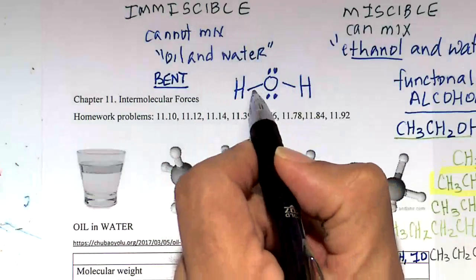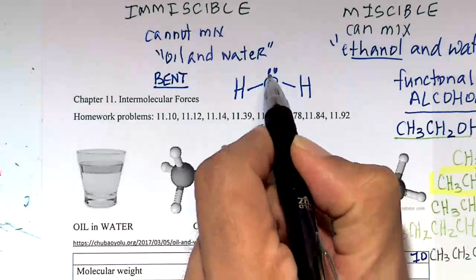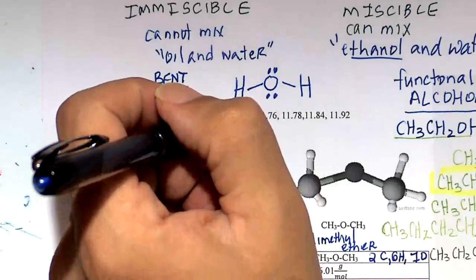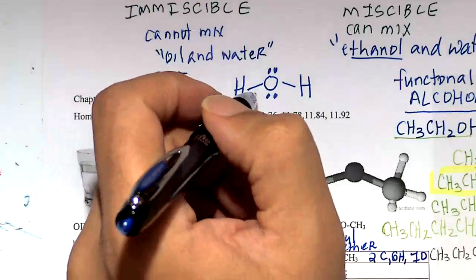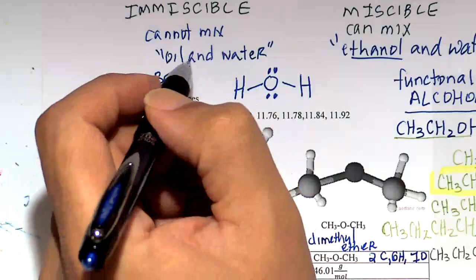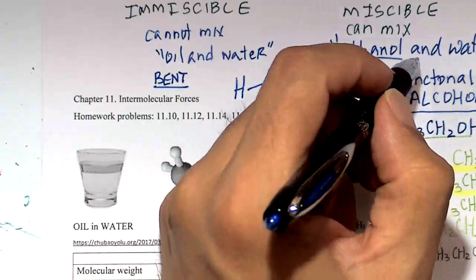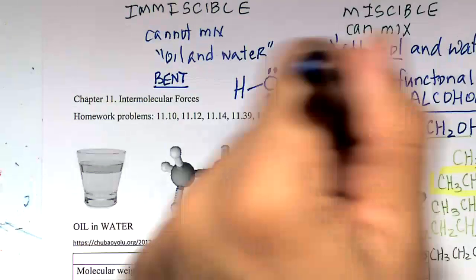The structure of water is this. You have a hydrogen, oxygen, and hydrogen. We have 2 lone pairs. And the structure is bent. So this bent molecule wants to be with itself and get away from oil. This bent molecule wants to mix with the ethanol.